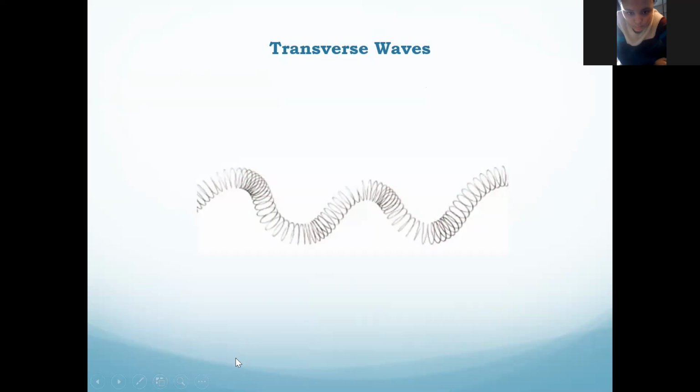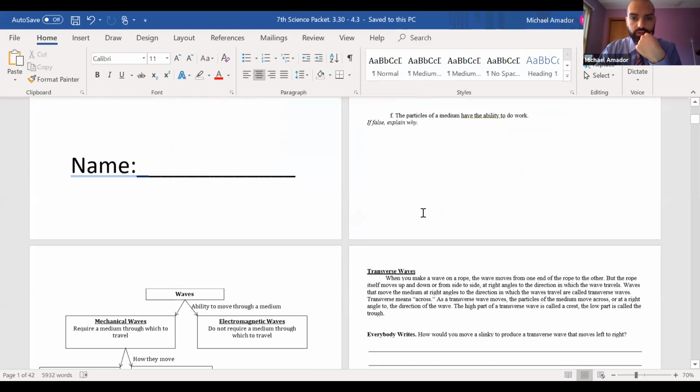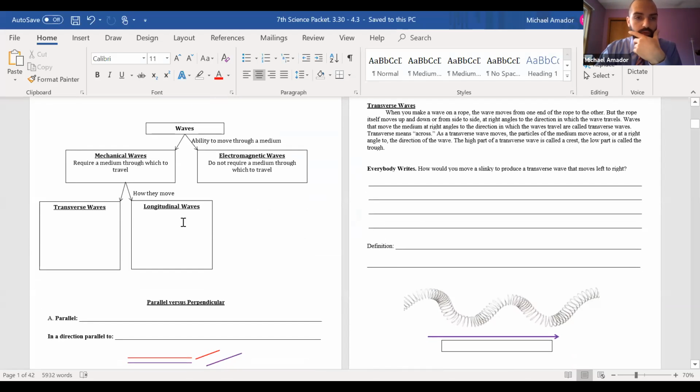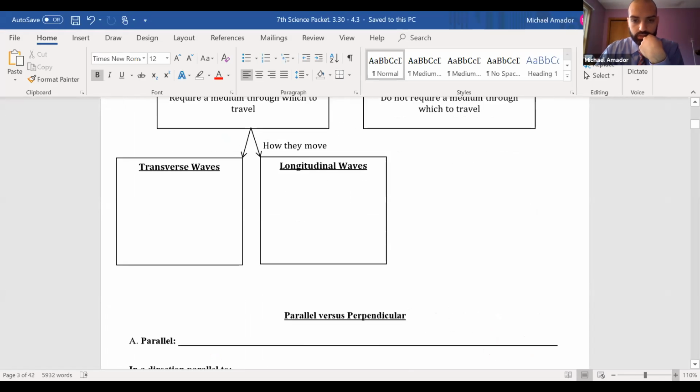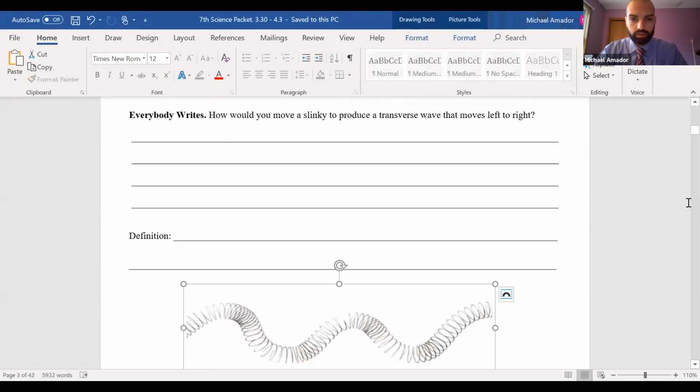We're gonna read about transverse waves. So I gotta switch again. Let's switch over again to the packet and read about transverse waves. So remember that our goal over here is to learn about the two types of mechanical waves, transverse waves and longitudinal waves. I'm gonna read the first one on transverse waves, and we can do some popcorn reading later. So I'm gonna zoom in here on transverse waves.